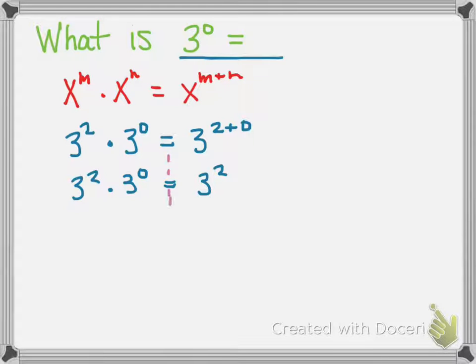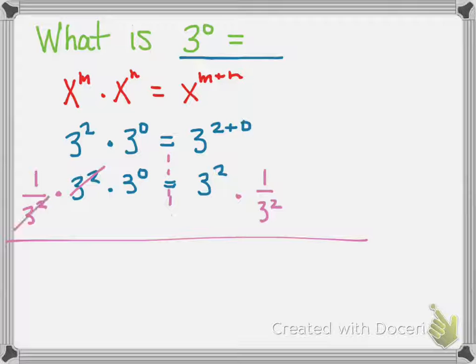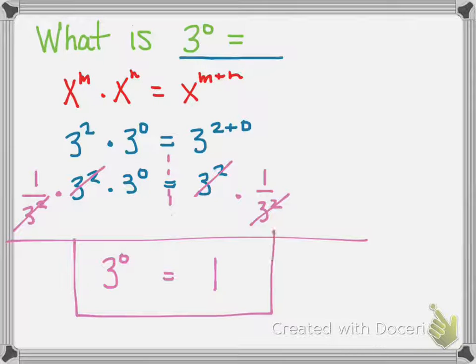So both sides here have a 3 squared. If I multiply by the reciprocal of 3 squared on both sides, then this happens. We get this 3 squared cancels with this 3 squared, and then we have 1 times 3 to the 0. Well, that's just 3 to the 0 power on the left side. And on the right side, we get the 3 squared cancels with the 3 squared, and we get 1. And so there is our actual answer. 3 to the 0 power is equal to 1.